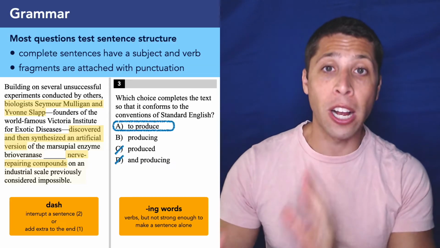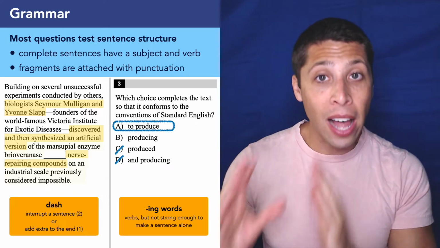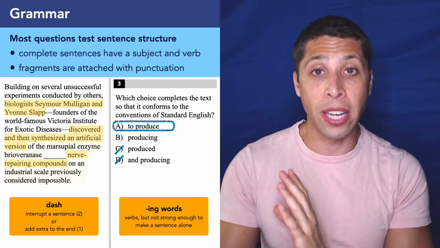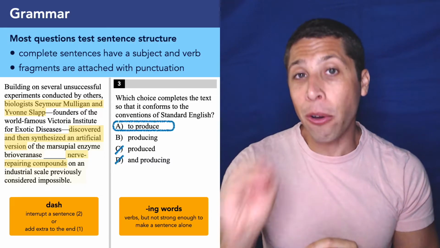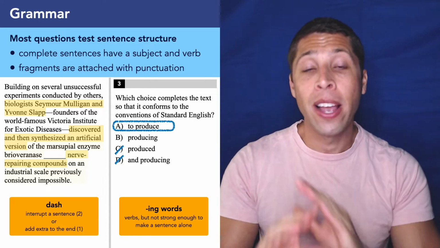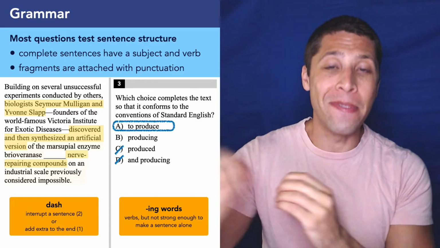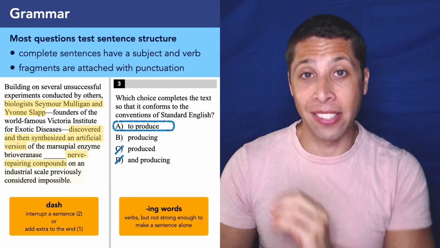I just wanted to talk about this question to lump it in with the other ones we've been doing. A lot of people, it's very easy to recognize when they're testing punctuation, but this is kind of the same thing, even though there is no punctuation in the answer choices. So I want you to make that connection for now. Just know when sentence structure is being tested, you might not always have that punctuation as an indicator.